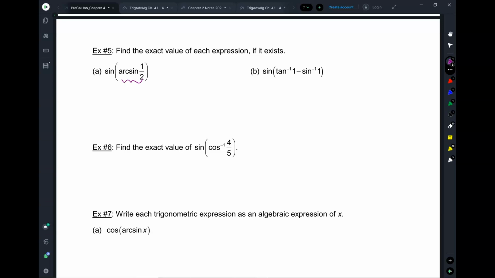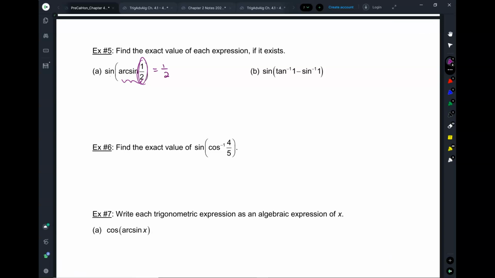Pi over 6. Okay. And then what's sine of pi over 6? 1/2. So basically when you have sine and arcsine, they do kind of cancel each other out. It's like doing x divided by 3 times 3. But you have to make sure that the argument here, like the stuff inside, is within the domain. Okay?